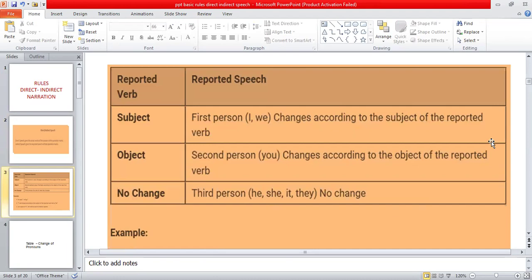Then the most important thing about direct and indirect narration is the change of pronouns, because most of the students get confused whenever they have to change the pronoun. So the first rule: the first person pronoun, which is I and we, is always changed according to the subject of the reported verb, and the second person pronoun is changed according to the object of the reported verb. And whenever you have a third person pronoun, there is no change at all. It remains the same when you are changing it from direct into indirect speech.